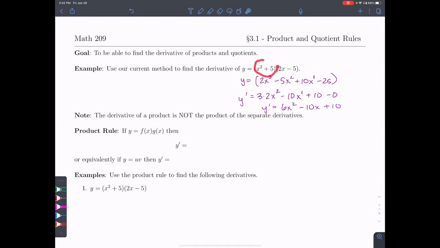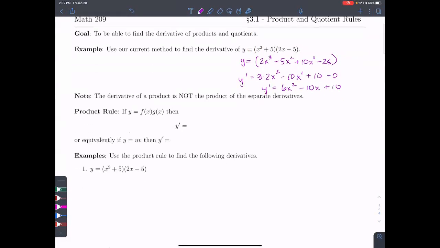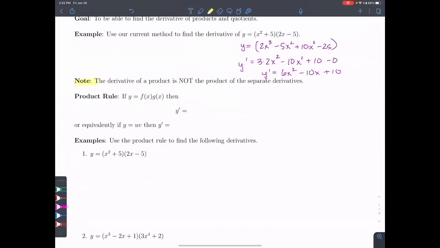But if this was some sort of quartic function, like x to the fourth plus 7x cubed plus 3x squared plus x plus 1 times something x cubed, and so on, distributing first and then taking a derivative would get extremely messy and complicated. So you would like to have a tool to avoid that. And we do, thankfully. It's called the product rule. So something to note here is that the derivative of a product is not the product of the derivatives. So we want to be careful about this.